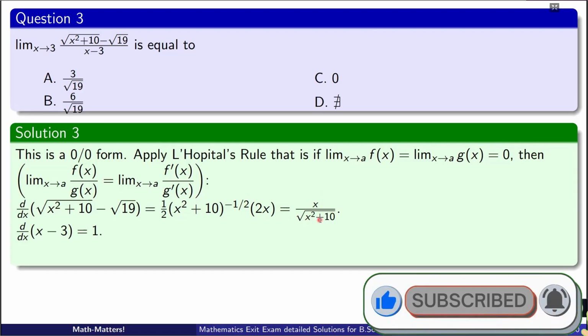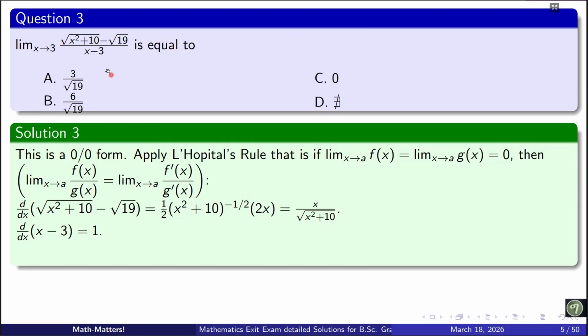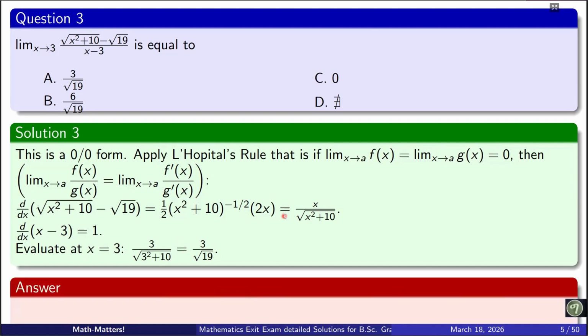And similarly, the denominator, the derivative of x minus 3, is 1. Therefore, evaluating at x equal to 3, we have 3 over the square root of 3 squared plus 10, which is equal to 3 over 19. Therefore, the limit of the given function is 3 over 19, and that is the answer, which is A.